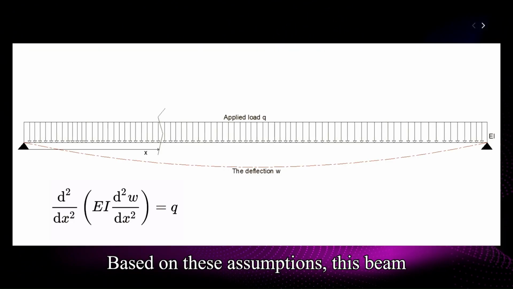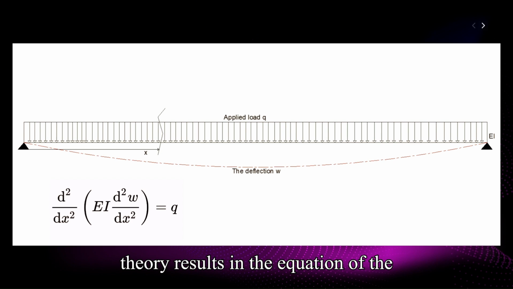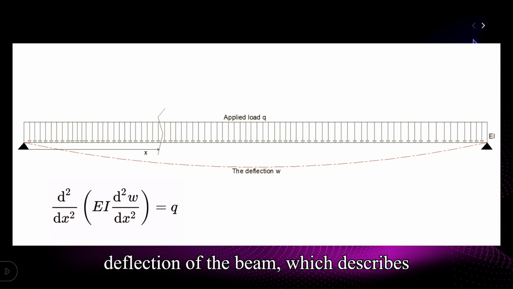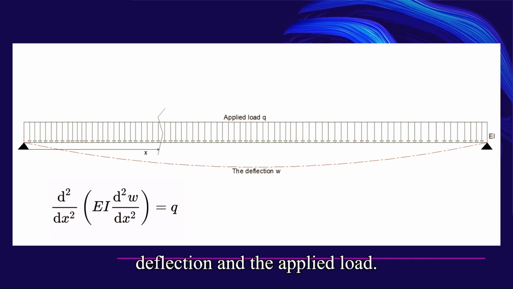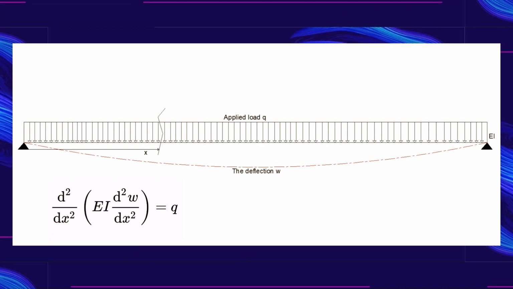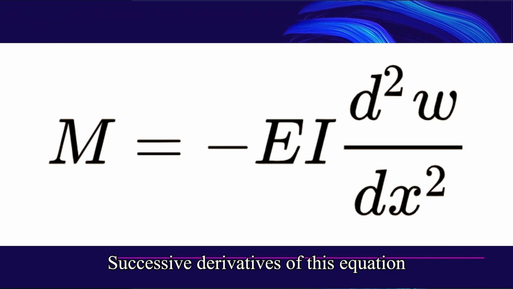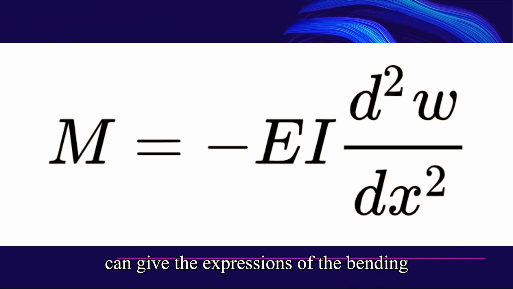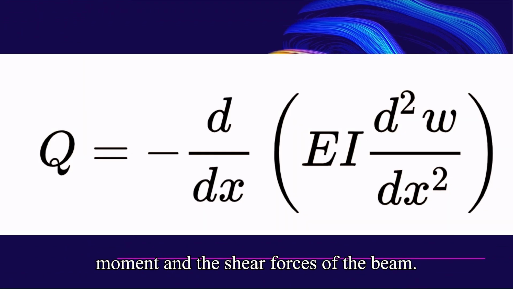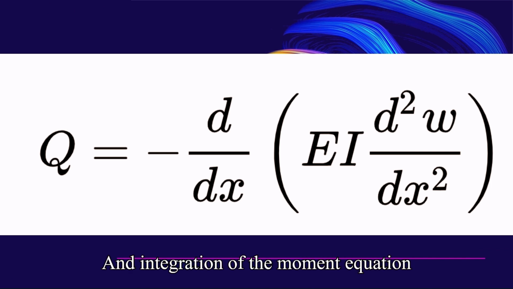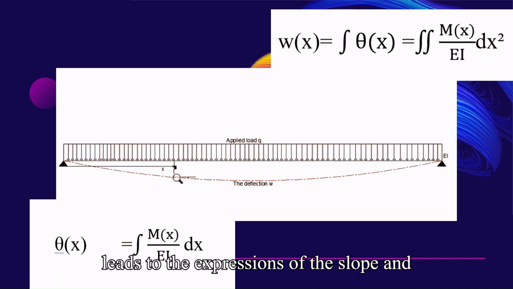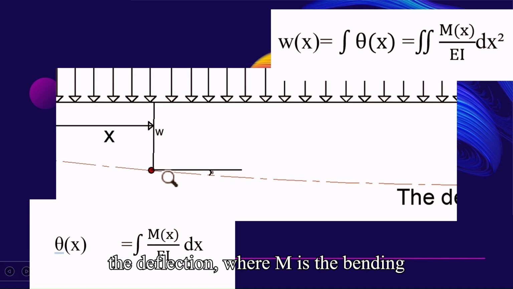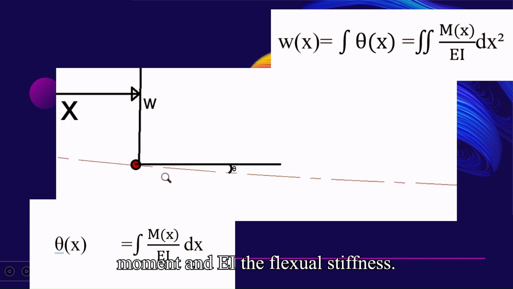Based on these assumptions, this beam theory results in the equation of the deflection of the beam, which describes the relationship between the beam's deflection and the applied load. Successive derivatives of this equation can give the expressions of the bending moment and the shear forces of the beam. And integration of the moment equation leads to the expressions of the slope and the deflection, where M is the bending moment and EI the flexural stiffness.